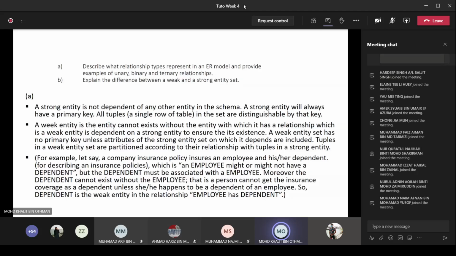And then the second one is to explain the differences between a weak and a strong entity. If you look in your lecture note, we have the definition of what a weak entity is and what a strong entity is. A weak entity is an entity that cannot exist without the entity with which it has a relationship. A weak entity is dependent on a strong entity to ensure its existence. Meaning that a weak entity cannot exist alone.